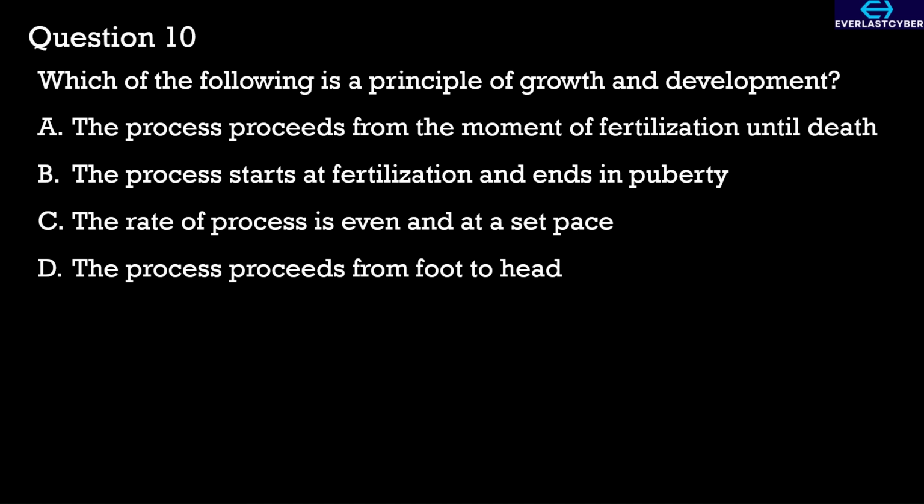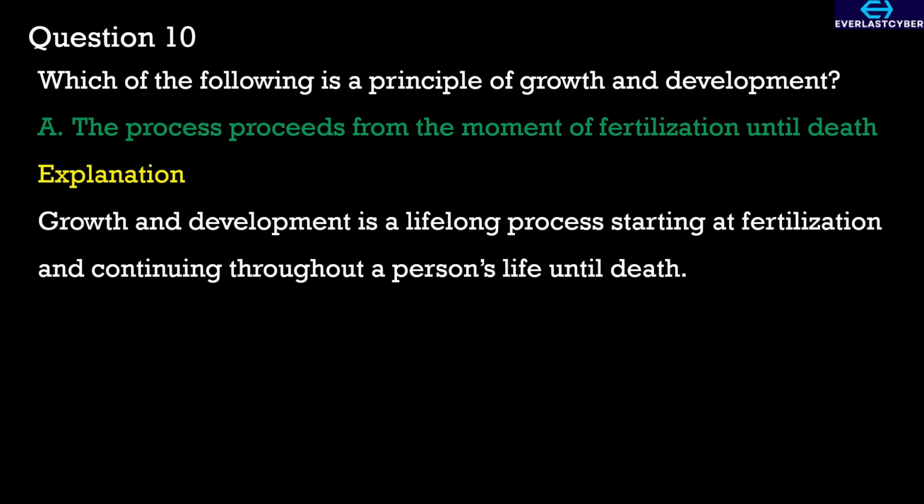Growth and development is a lifelong process which starts at fertilization and continues throughout a person's life until death. Option B is incorrect because development doesn't stop at puberty. It actually continues. Option C is also incorrect because the rate of growth and development is not even or set. It varies at different stages of life. Option D is also incorrect. The usual developmental direction is from head to foot and not from foot to head. So our answer here is option A.